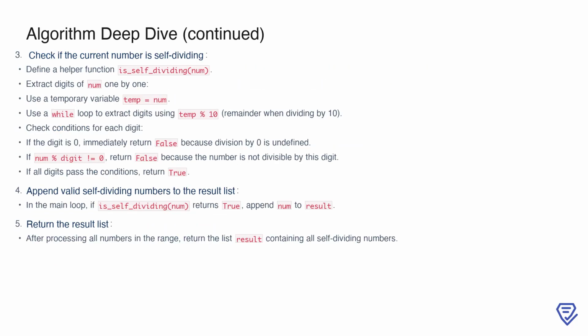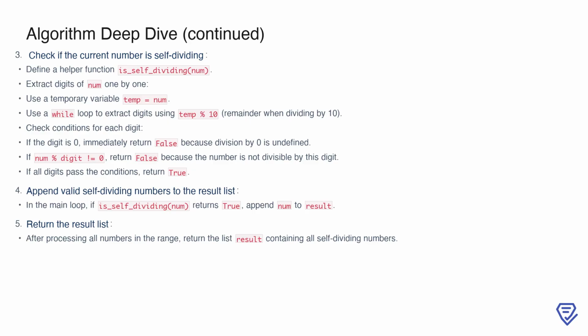The key to identifying whether a number is self-dividing is to evaluate its digits individually. To achieve this, we define a helper function called is_self_dividing(number). Within this function, we use a temporary variable, temp, to hold the current number. Using a while loop, we extract each digit by taking the remainder of temp divided by 10, which gives the last digit. Then, we check two important conditions. If the digit is 0, the number cannot be self-dividing because division by 0 is undefined, so we immediately return false.